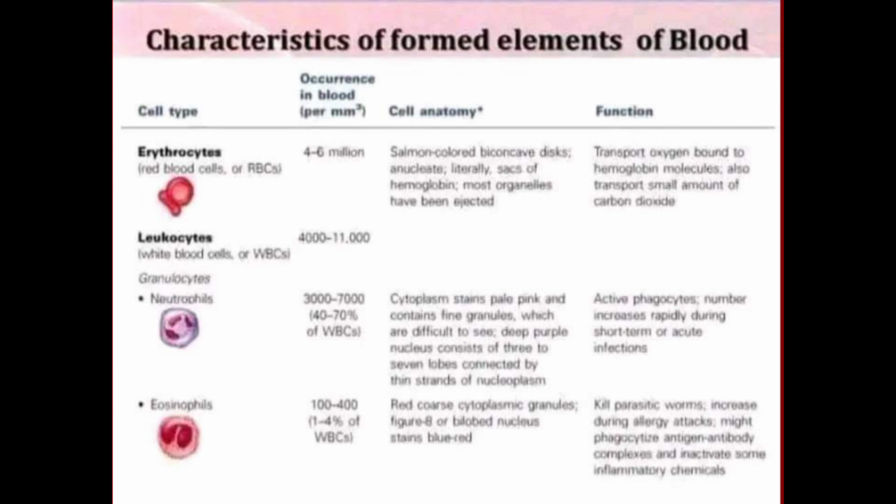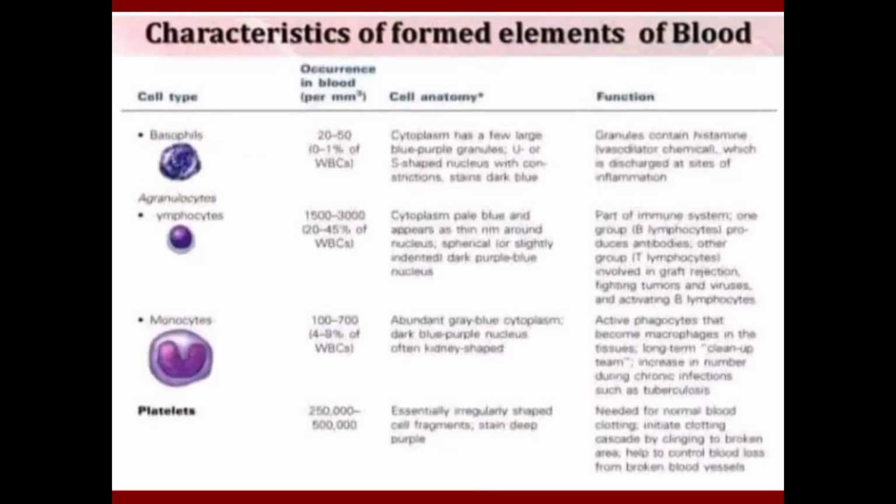Erythrocyte occurrence in blood per cubic millimeter is 4.4 to 6 million, and leukocyte occurrence is 4,000 to 11,000. They may be granulocytes, in which neutrophils and eosinophils are formed. These are the occurrence in blood and varying degrees of distribution. Basophils also contain 20 to 50% of occurrence in blood, and they are a type of granulocyte.